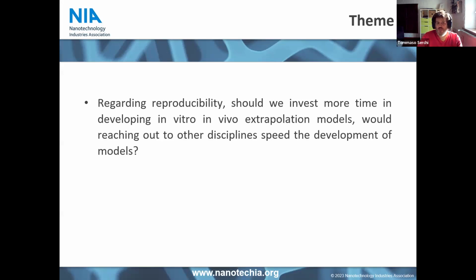So yes, we need to reach out to develop the key in vitro models, and for that you need specialists in epidemiology, in AI, in all the disciplines that you need for modeling. But also when you develop the models, you have to be more and more interdisciplinary.